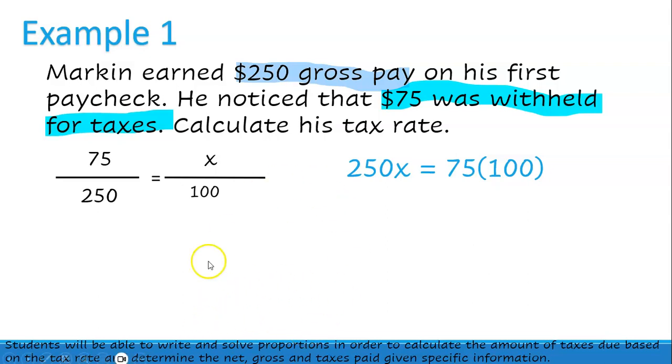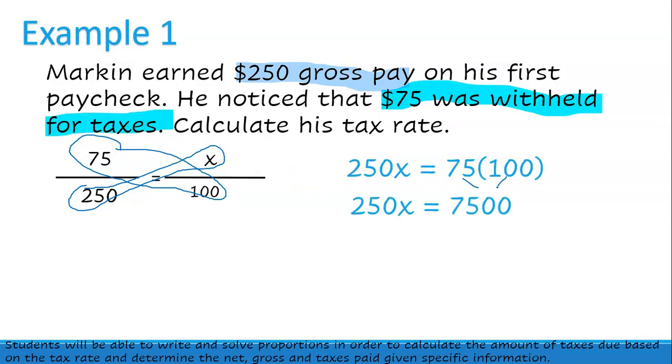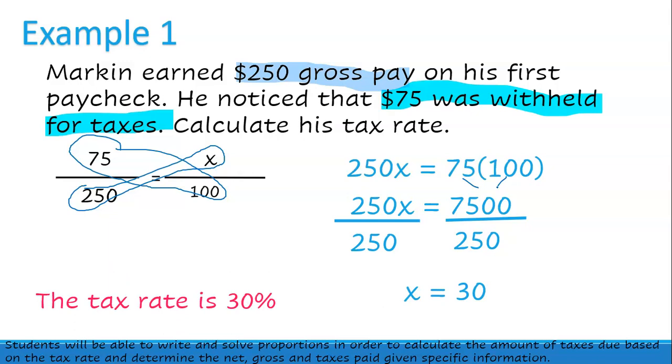Remember, we got that by cross multiplying. 250X equals 75 times 100. And then we do like Cameron says, 75 times 100 is 7,500. And then we divide by 250 because that's the number with the X. And so that tells us that his tax rate was 30. So Markin's tax rate was 30%.